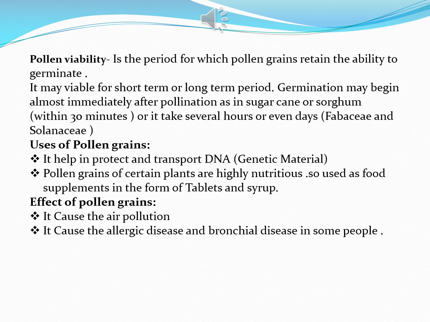In case of sugarcane or sorghum, it will take 30 minutes. So within the 30 minutes, the pollen grains will get germinated. In some other plants, it may take several hours. In some plants, it may take several days, for example, Fabaceae and Solanaceae, which take more days.